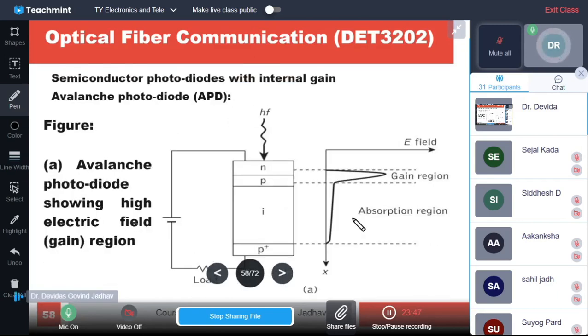Then we have the avalanche photodiode. We have discussed the avalanche photodiode yesterday also. A P region is there, an N region is there, and a P region is there, and an intrinsic region also. So P and N form the junction.